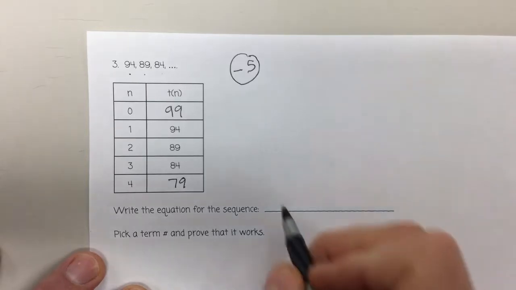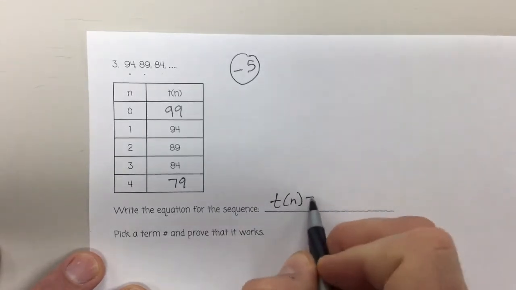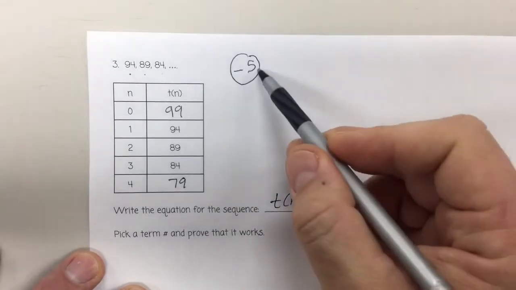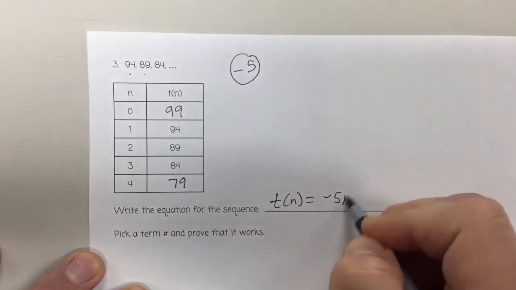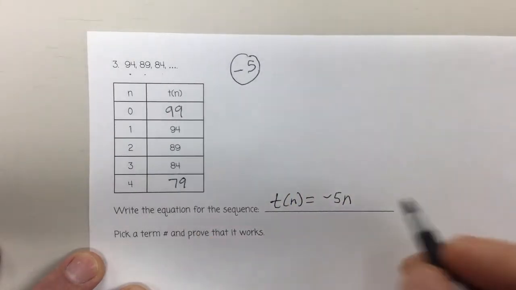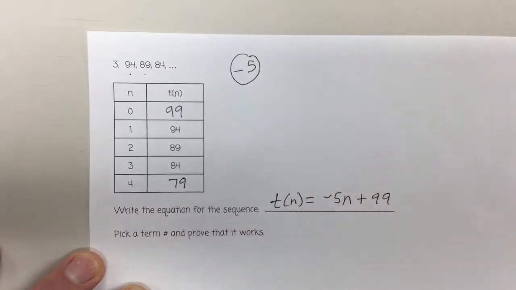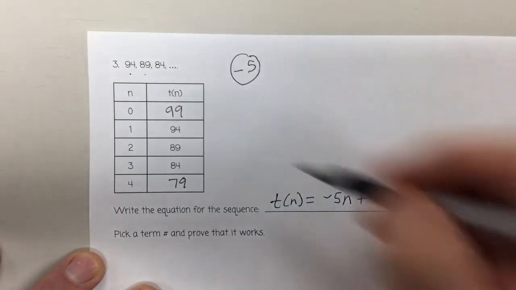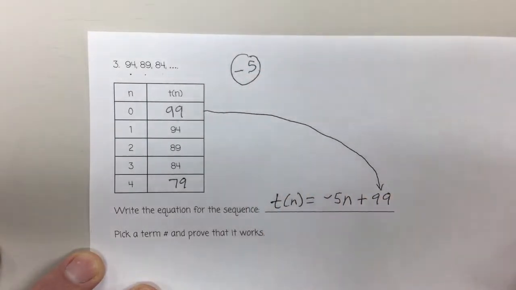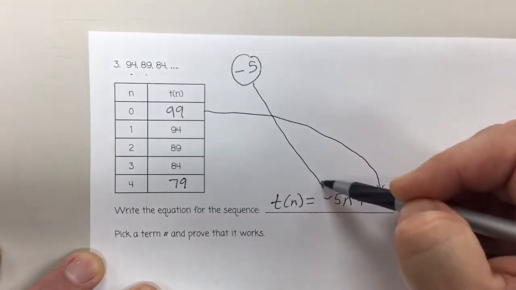To write the equation for the sequence, I start with t sub n, the change, negative 5n, plus the 0 term, 99. Again, the 0 term gives us the 99, the change gives us negative 5.